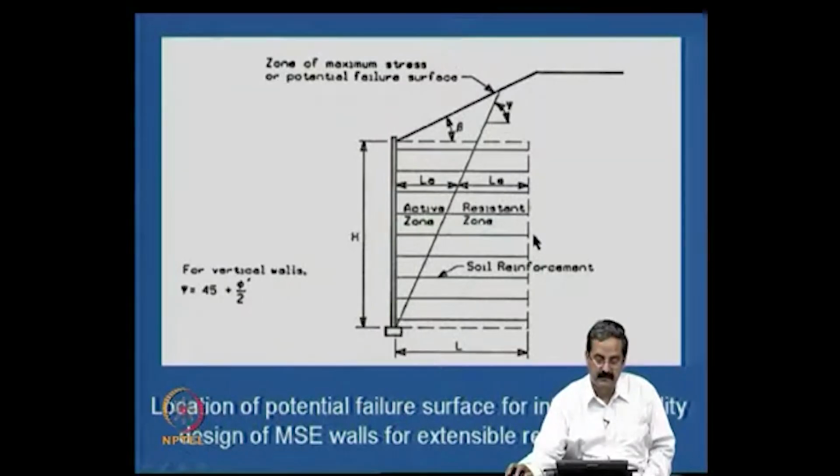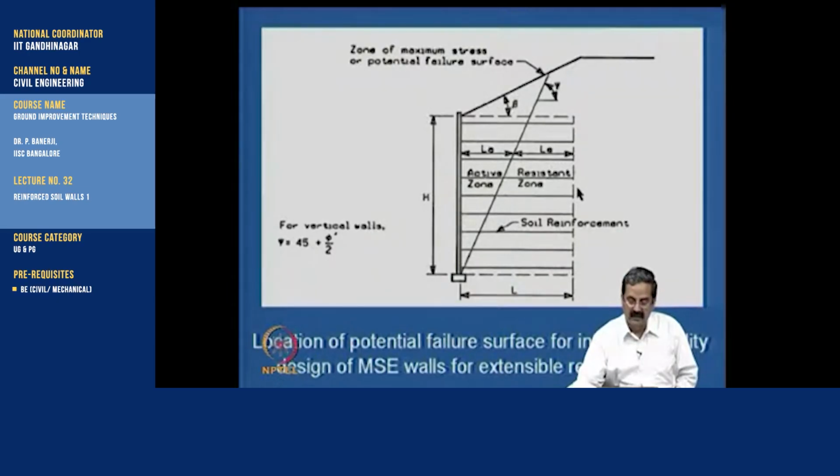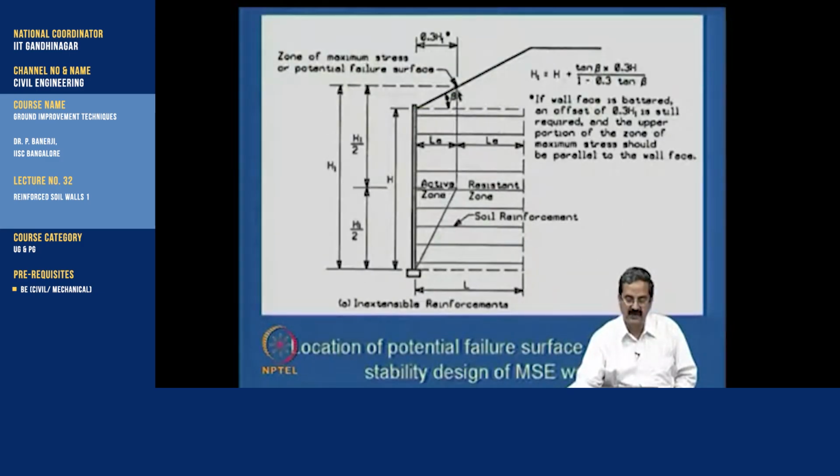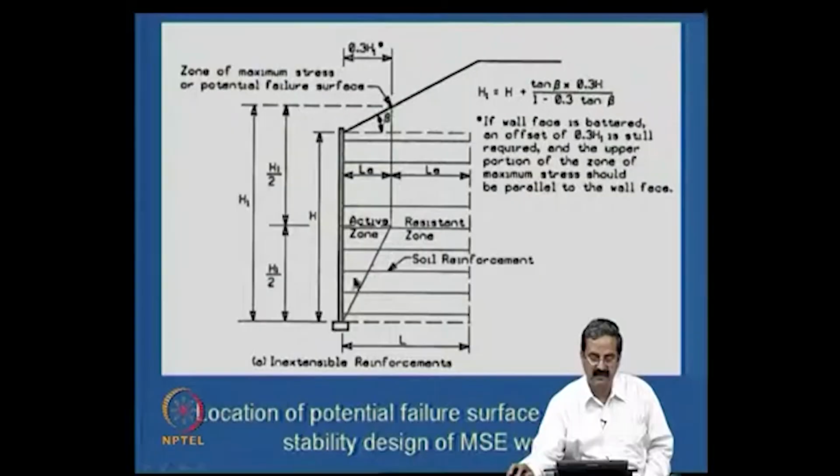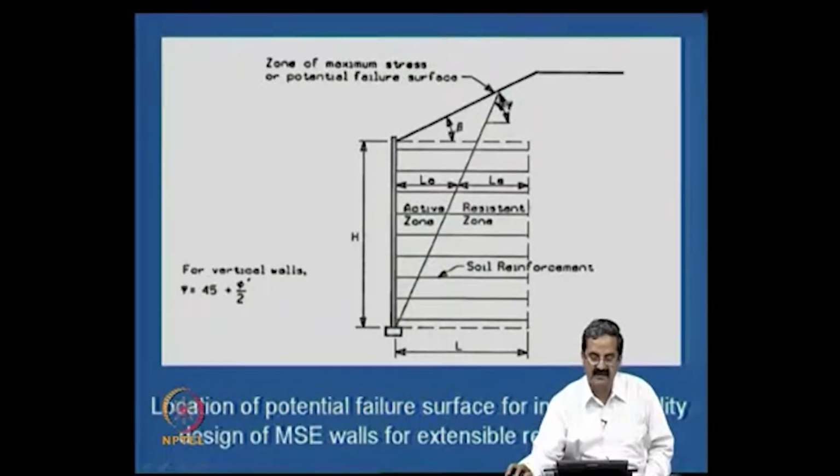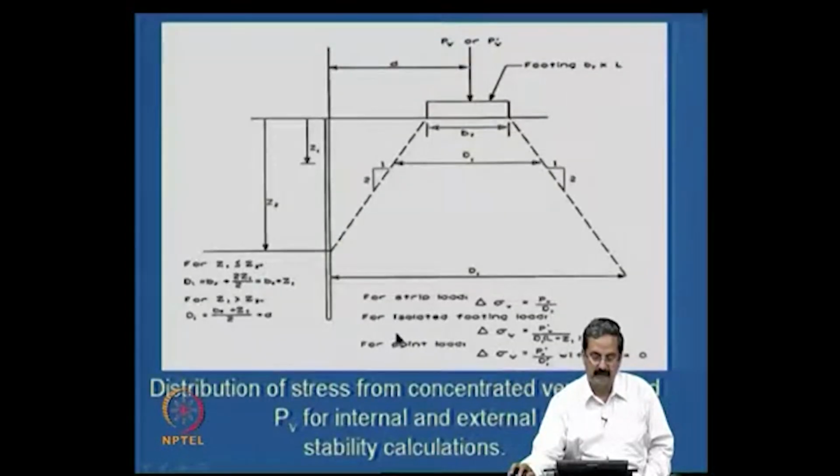And when you have extensible reinforcement, you have a line like this, which is the 45 minus phi by 2 line, and beta is different. So, in this case, it is just the H, and in the previous case, the zone of maximum tension is like this. In this case, it's like this.